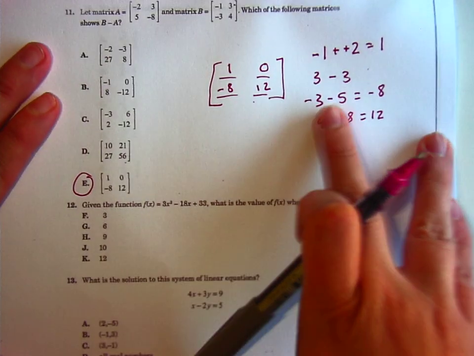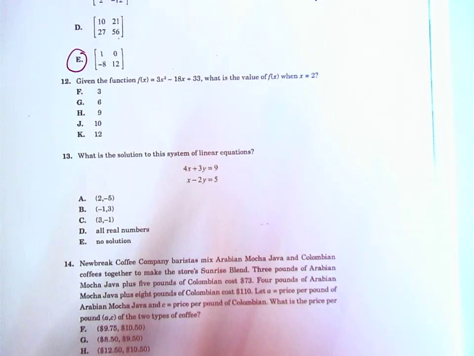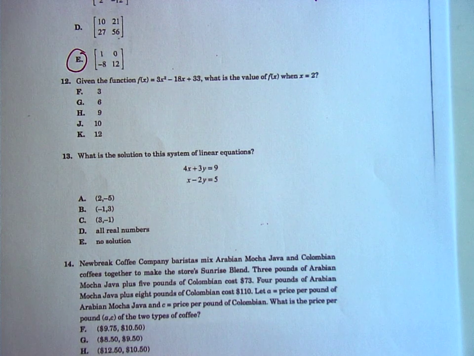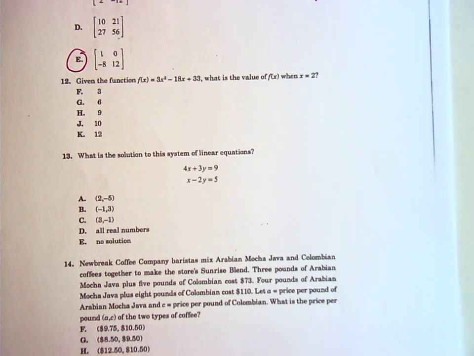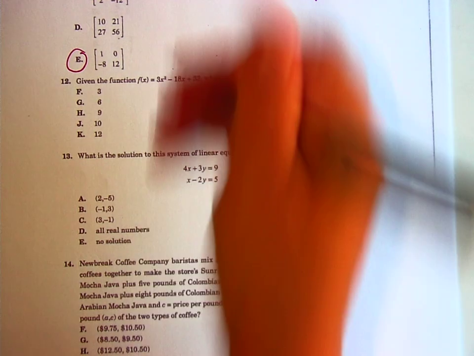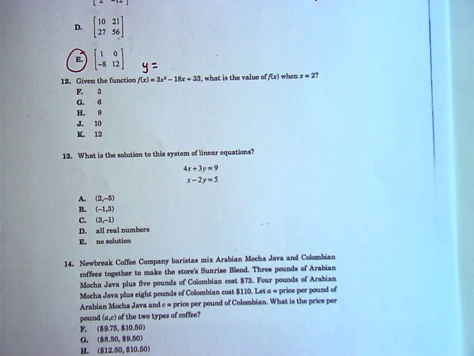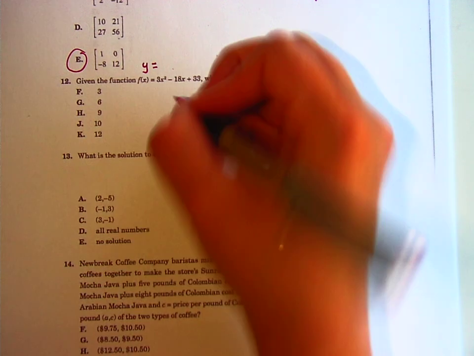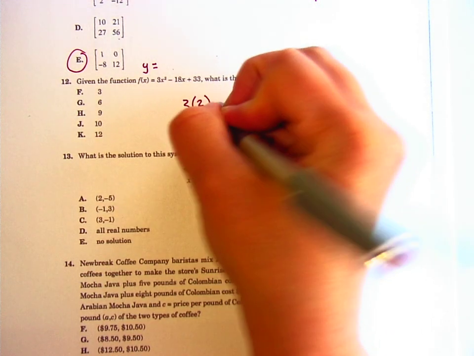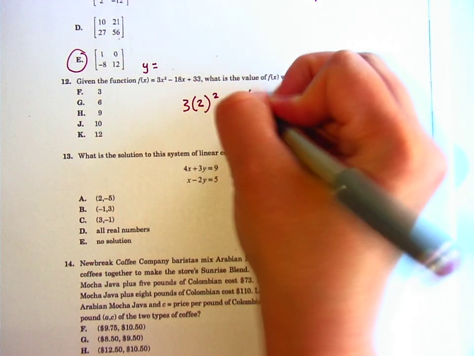All right, number 12. Given this function, what is the value of f of x when x is 2? So basically it's saying, remember, f of x is the same thing as y, so this is like the equation y equals all that junk. So it's saying, what is the value of y when x is 2? So all we have to do is just plug in 2 into the equation.